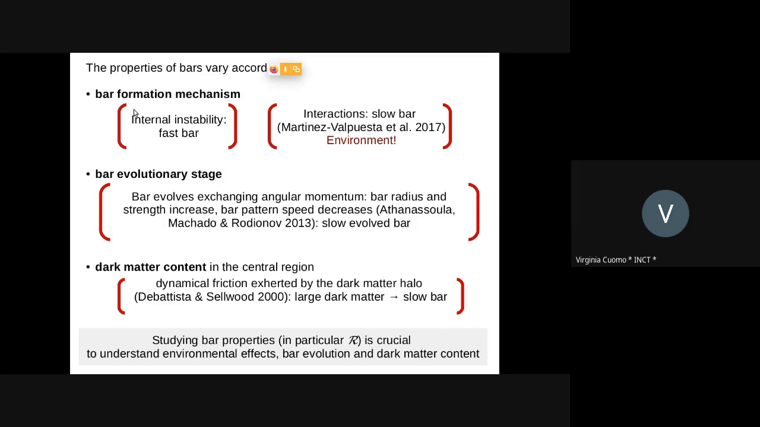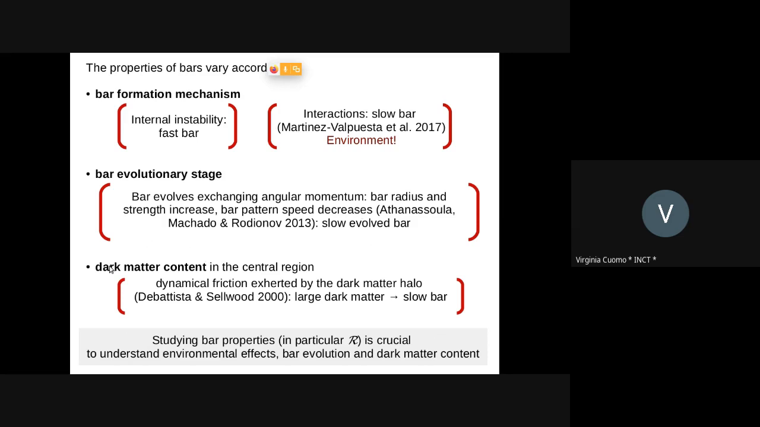But why are these properties of bars important? Because they can give us information about the bar formation scenario. Bars can form through internal instability, and this is expected to lead to the formation of a fast rotating bar, while interaction can also trigger bar formation. But in this case, the bar is expected to be slow rotating. Then during the evolution of a bar, the bar evolves by exchanging angular momentum with the other galaxy components. In this way, the bar radius and bar strength increase, while the bar pattern speed decreases. So an evolved bar is expected to be slowly rotating.